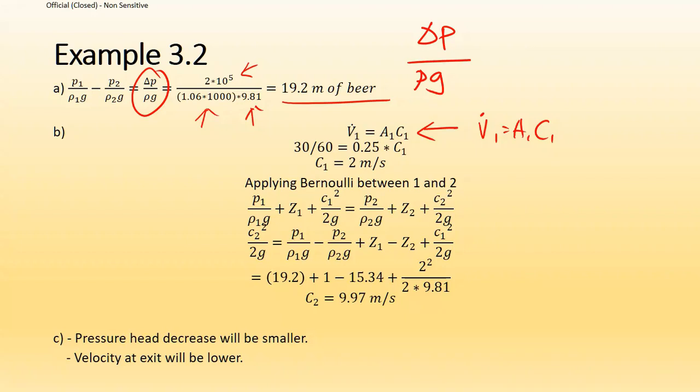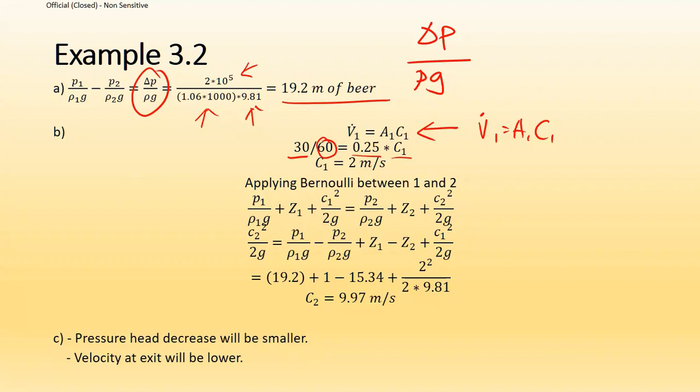Okay, so V dot 1 is given to be 30 meter cube per minute. So we've got to divide by 60 to change it to per second. Pardon the aeroplane, I have no way to control it. Okay, so A1 is given to be 0.25 times C1. So therefore, C1 is simply 2 meter per second.